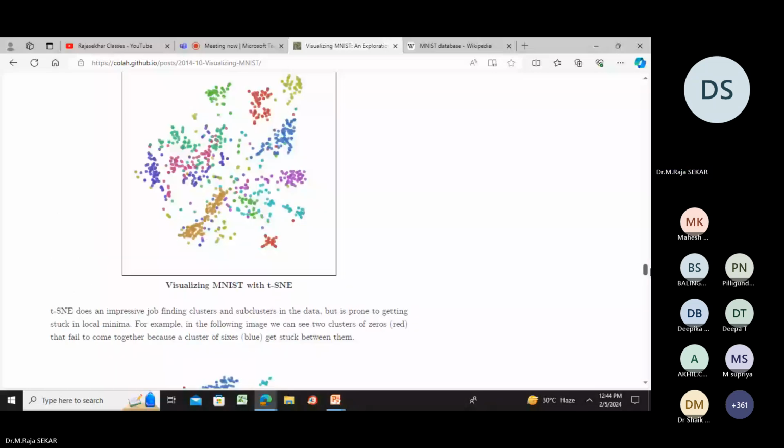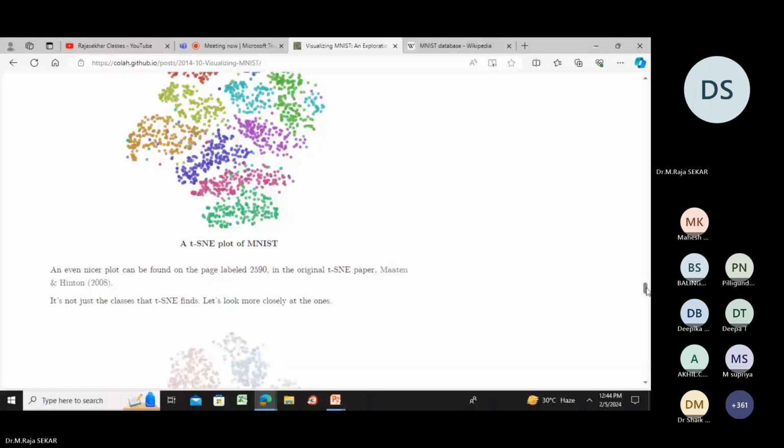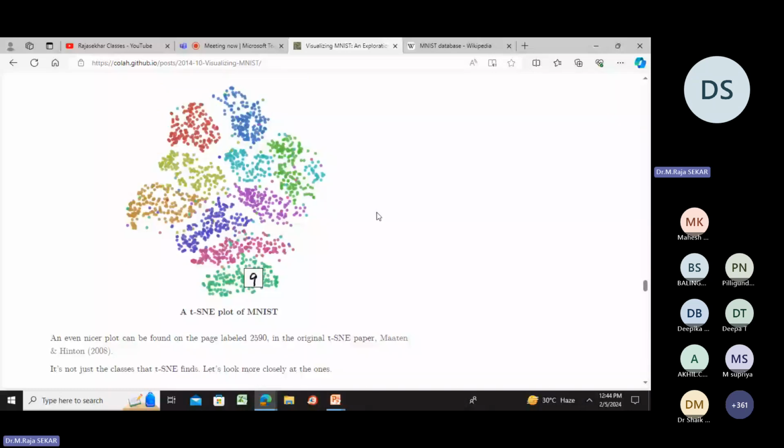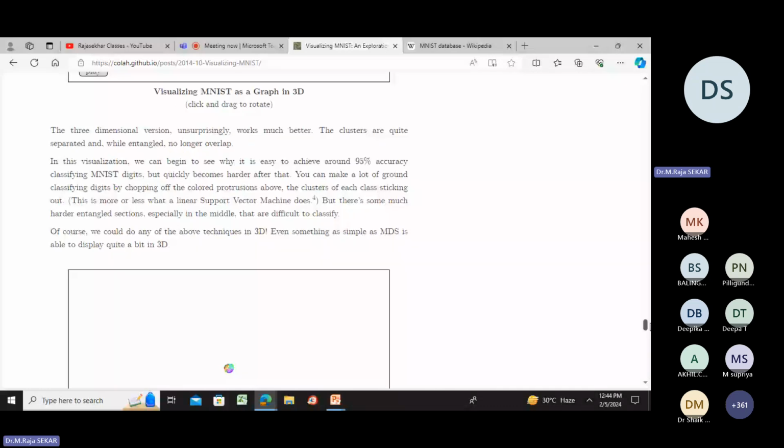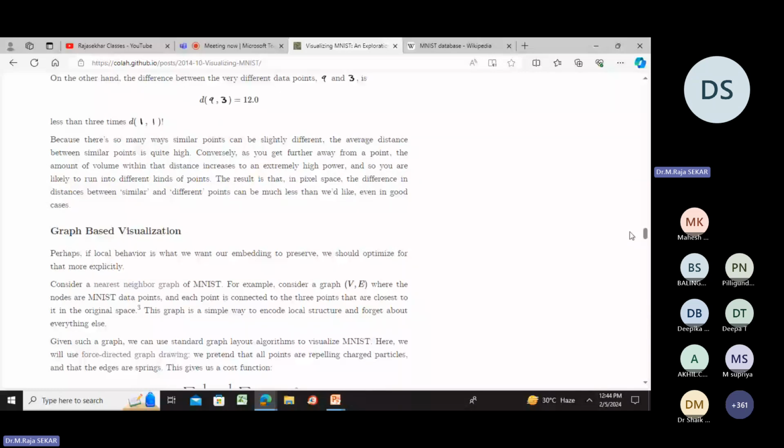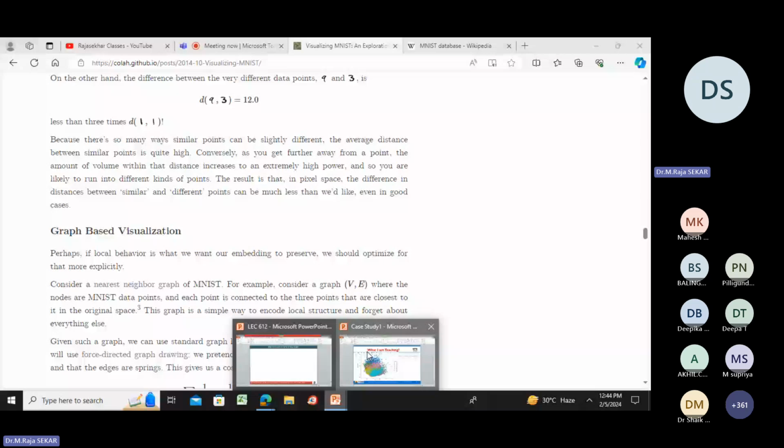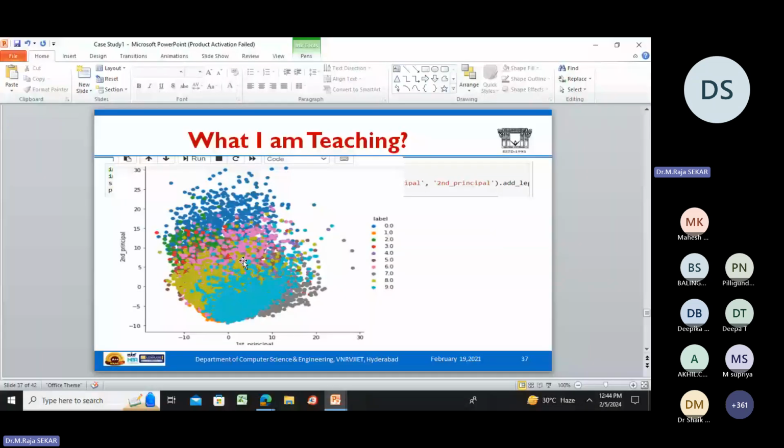Just see the t-SNE plot. There is a clean separation of the points, isn't there? Of course there are other techniques, but usually the famous techniques are PCA as well as t-SNE. That's why your output here is overlapping. Just see, there is so much overlapping here.